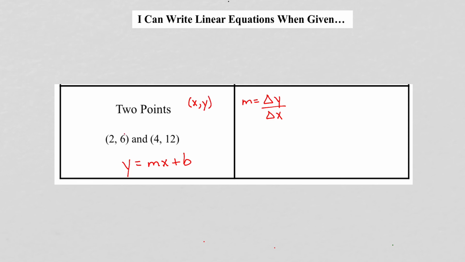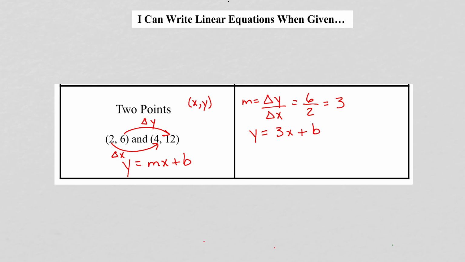So our change in y from 6 to 12, if you have $6 and then you all of a sudden have $12, somebody has given you $6, right? So your change in y is 6. And then the change in x from 2 to 4 is just 2, right? So we put that there. Now you can reduce that. 6 divided by 2 is actually 3, right? Okay, so again, we can write y equals 3x plus b.